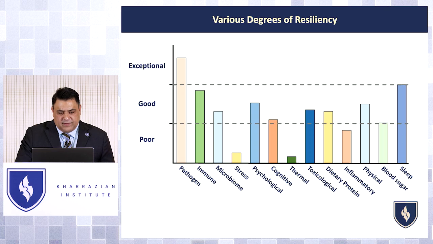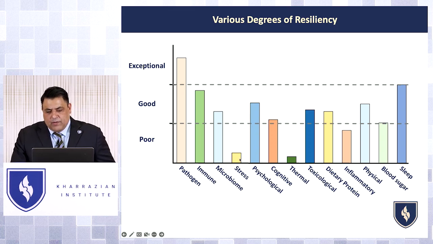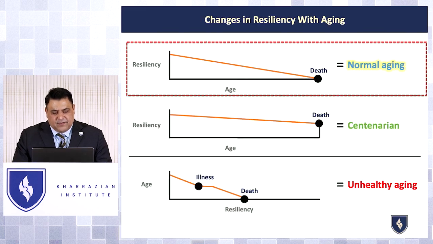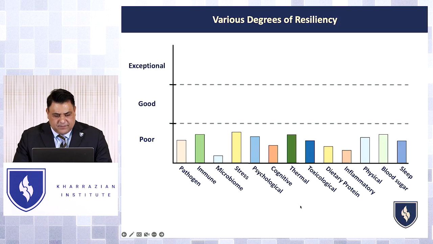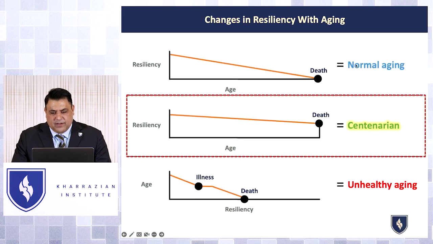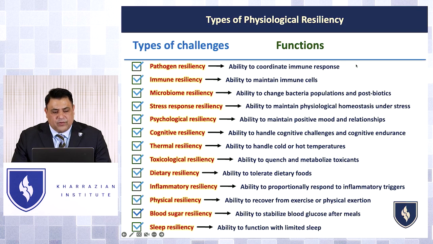Centenarians have really high resiliency. This is someone who's got some red flags popping up here. You can see inflammatory resiliency is going down, thermal resiliency is going down, stress resiliency is going down. And you want to evaluate yourself, see where you are with these resiliency patterns. The key issue is centenarians have these high resiliencies all throughout their lifespan. People that have unhealthy aging are going to have these resiliency patterns like this, where everything is poor. Whereas someone that's got really high exceptional resiliency will be those that age well and have great longevity, disease prevention. And also, if they get a disease, be able to recover pretty quickly.